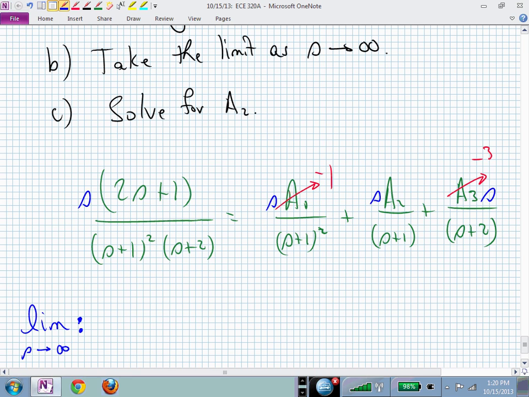On the left, the numerator is of what order? Since multiplying by s, it's now second order, isn't it? What's the denominator order? 3. So now we have s squared over s cubed, which is effectively 1 over s, and as we let s go to infinity, what's 1 over s going to approach? 0. So the left-hand side now becomes a fat 0.